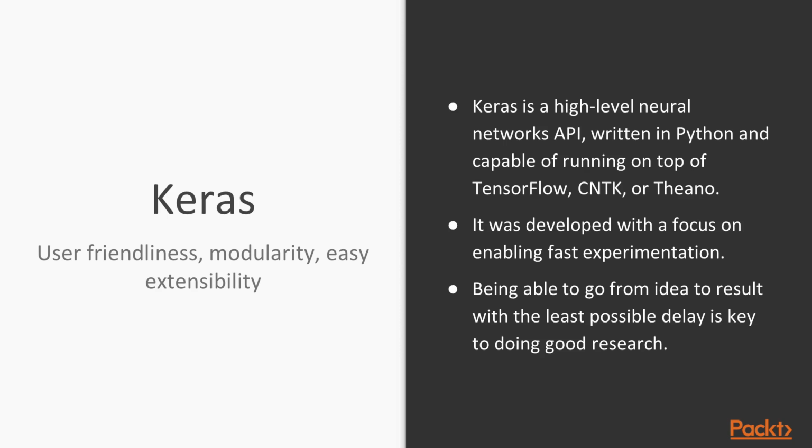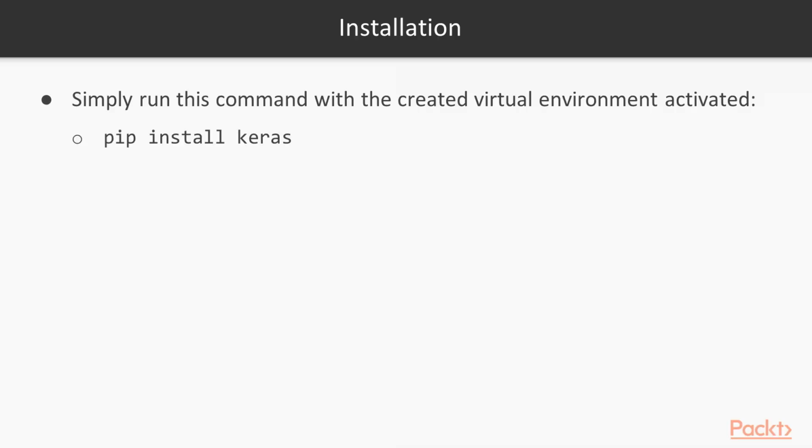Keras was developed with a focus on enabling fast experimentation. As the author of the library says, being able to go from idea to result with the least possible delay is key to doing good research. For this reason, Keras was built with the principles of user-friendliness, modularity, and easy extensibility. Now, to install Keras, simply run this command with the created virtual environment activated. So just go pip install Keras and you will be able to use Keras within the virtual environment that we have been using so far.